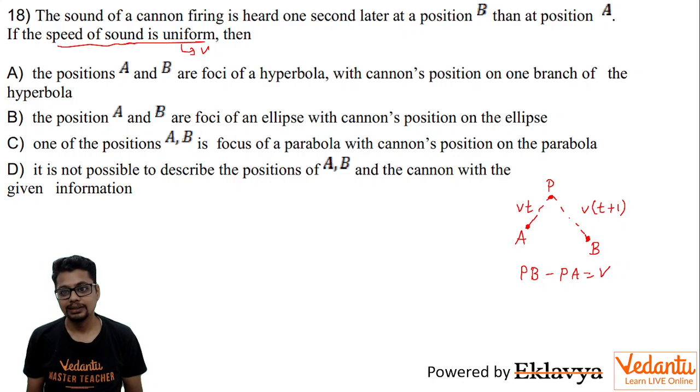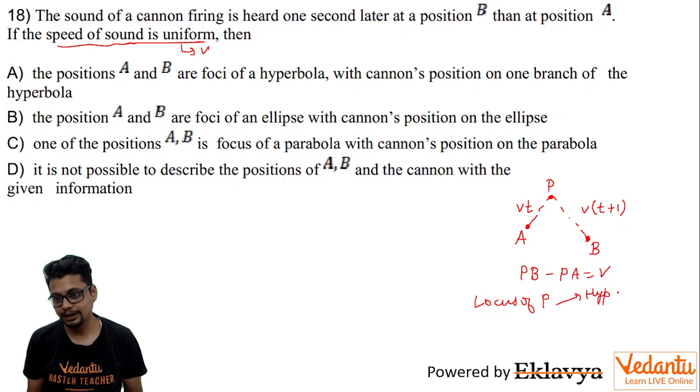So clearly PB minus PA is V times t plus 1 minus Vt, which is a constant V. So for point P, the position where we fire the cannon so as to follow the given constraint, the difference of its distance from B and A is constant. So clearly the locus of point P, and mind that it is not mod of PB minus PA equal to V, it is straight away just PB minus PA equal to some constant. So the locus of point P can be a hyperbola, or rather one of the two branches of a hyperbola, with A and B as foci.